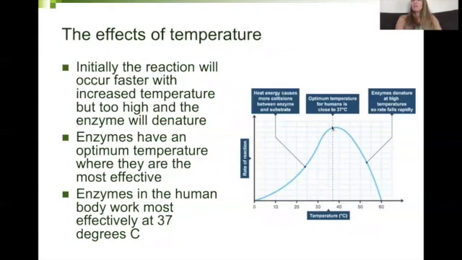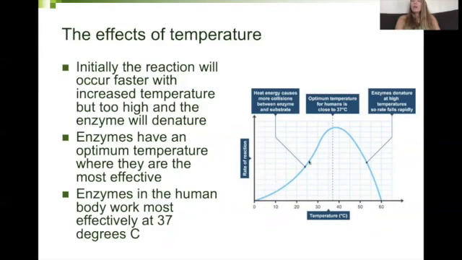When you hit the optimal temperature, everything is moving just the right speed. The enzyme is in the perfect configuration, and bam, we get a lot of product. If you go above the optimal temperature, the enzyme falls apart and that active site disappears. And now you don't get any reaction at all.